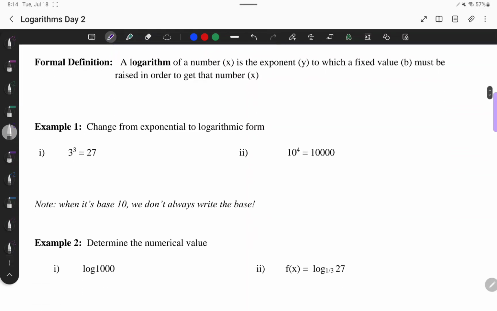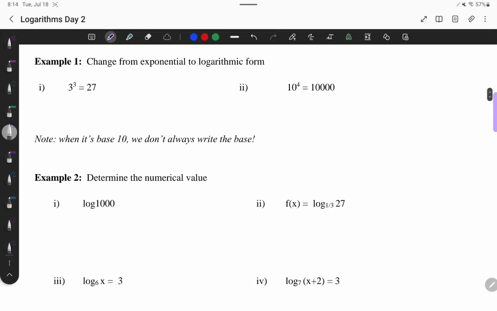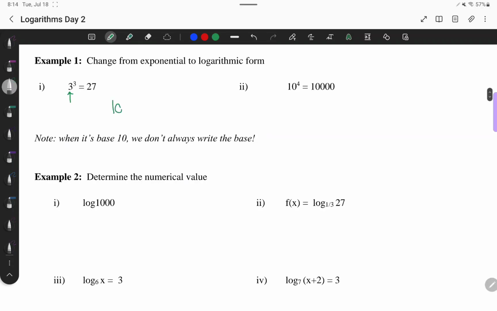Let's take a look at an example of how we would use this to change from exponential to logarithmic form. Looking at our first example, we have 3 to the power of 3 is equal to 27. 3 is our base, so when I write this as a log, I'm going to write log base 3. We're saying 3 to some power will be 27, and that power is 3. We read this as log base 3 of 27 is equal to 3.